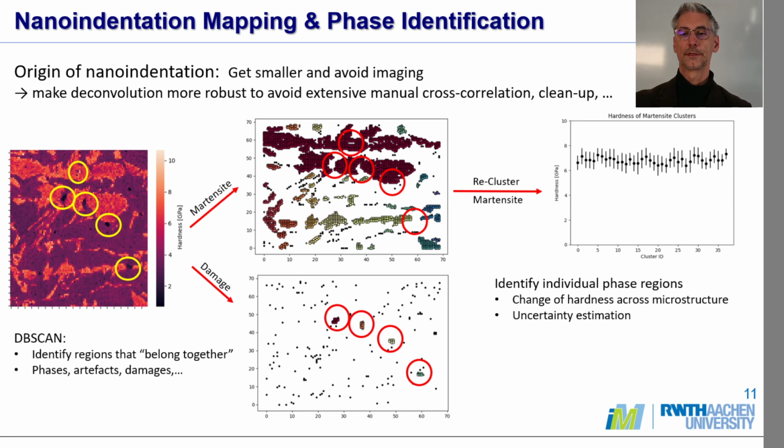Now that we have the martensite clusters, for example, we can say, okay, we want to recluster them because DBSCAN allows us to have arbitrary shapes. We can say that for each cluster now we look at the martensite hardness and see if this is uniform, or at least if it's compatible within the error bands, and that allows us to, for example, also track hardness changes across microstructures if we had something like this, or we can use it as an uncertainty estimation to estimate the volatility or the spread in the numbers between the clusters that we have.